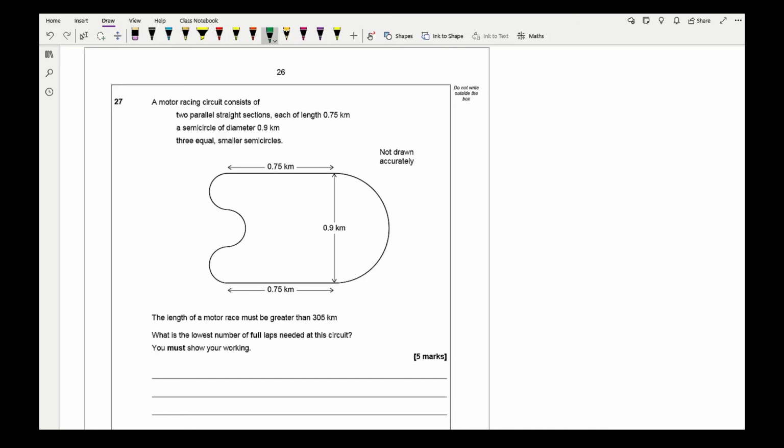So what this question is asking me for is to work out the perimeter of this particular shape. Now, in terms of working that out, what I need to do is work out the individual sections. Now, these 3 semicircles are all the same, and this semicircle is one of the parts, and then I've got my 2 straight edges, which are these straight pieces here.